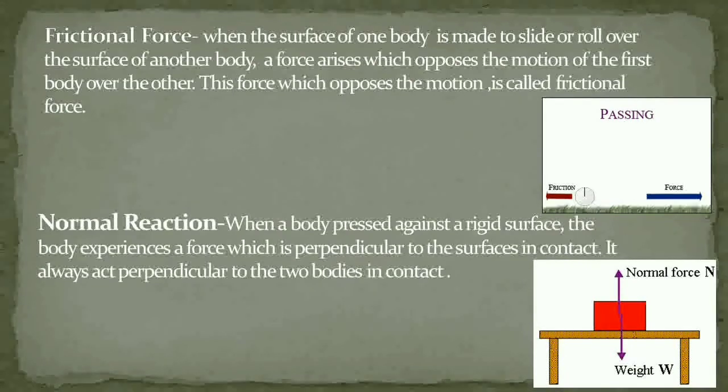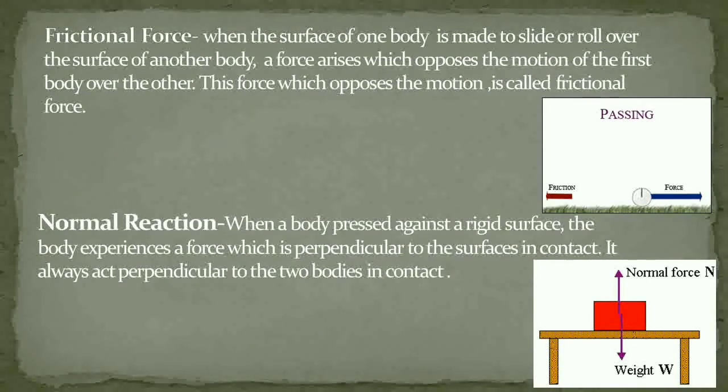Suppose a box is resting on the ground or on the table. The box is exerting a downward force equal to its weight on the table, but it does not sink into the table. Why? This is because the table also exerts an equal and opposite force on the box, normal to it, which is called the normal reaction force, or we can say the action-reaction force.